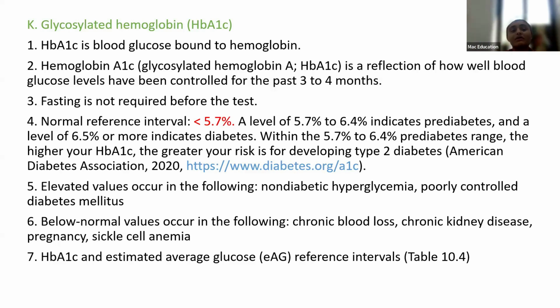So HbA1c is blood glucose bound to hemoglobin. The full form is glycosylated hemoglobin, so the glucose that is bound to the hemoglobin. Through this test, we withdraw the blood and identify how much glucose is bound to the hemoglobin. Hemoglobin A1c or glycosylated hemoglobin A or HbA1c, we can say anything. But HbA1c is a reflection of how well blood glucose levels have been controlled for the past 3 to 4 months.